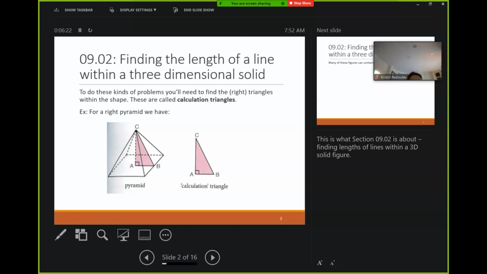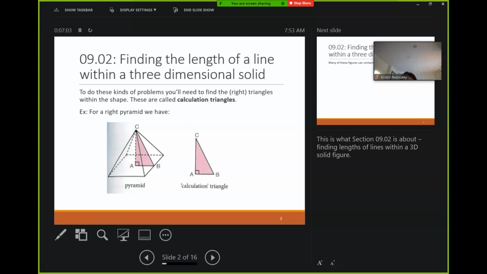For example, if we take this pyramid here, this triangle in pink is an example of a calculation triangle. There's lots of triangles that are right triangles. In fact, this particular calculation triangle is not even unique, right? It should be fairly easy to see that there's 4 of these triangles that are exactly the same size as this triangle ABC. One going here, one here, and then one over there. Do you guys see that?